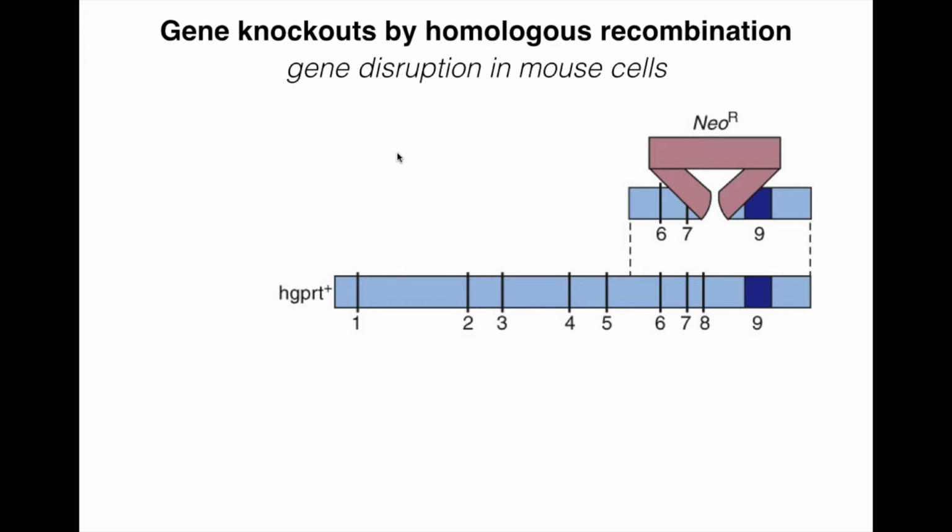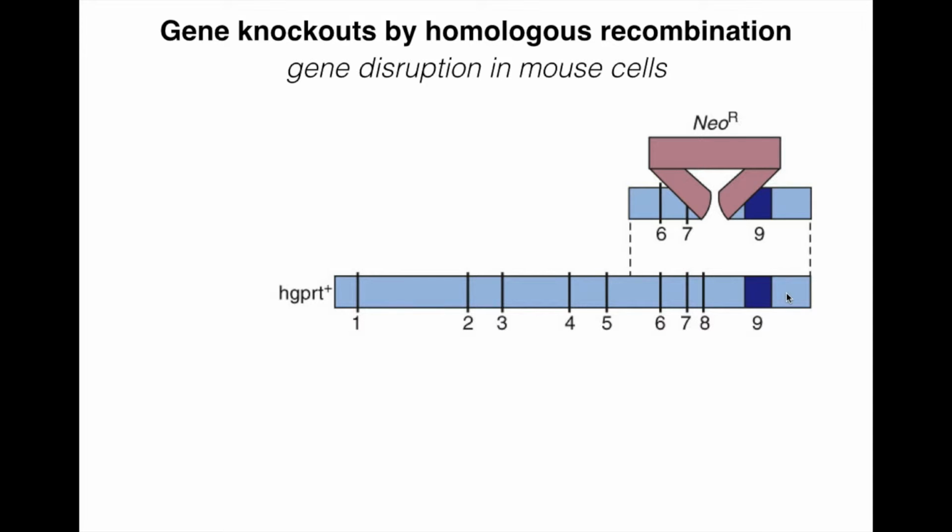So knockout or disruption by homologous recombination in mice is a little bit more complex, but it can be done and is done frequently. This was first done in the 1980s by Mario Capecchi and Oliver Smithies. They again made a gene using PCR. They PCR'd a gene with some flanking regions that were homologous to their gene of interest, the HGPRT gene. So again, this is homologous to this portion of the gene. This is homologous to this portion of the gene.